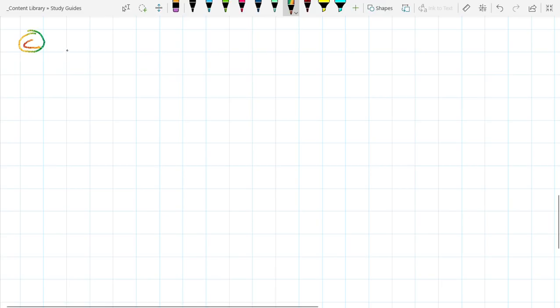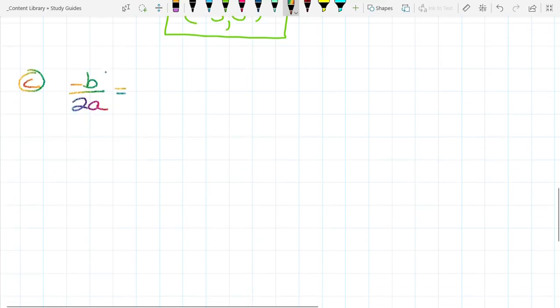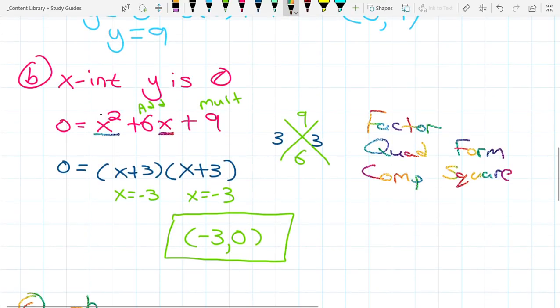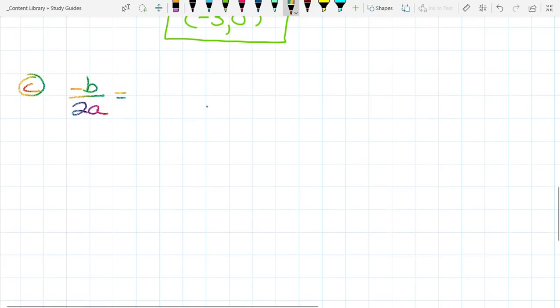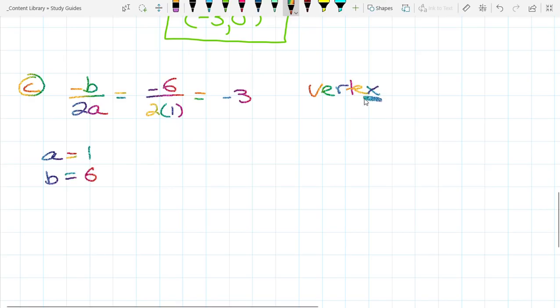All right, part C wants to know the vertex. So again, vertex is negative b over 2a. So if we go back and look at the equation, our a value is a 1, and our b value is a 6. So a is equal to 1, b is equal to 6. So therefore, negative b would be negative 6 over 2 times a, 2 times 1, and we get a negative 3. Now again, this negative 3, because this is the vertex formula, that's going to be your x value.